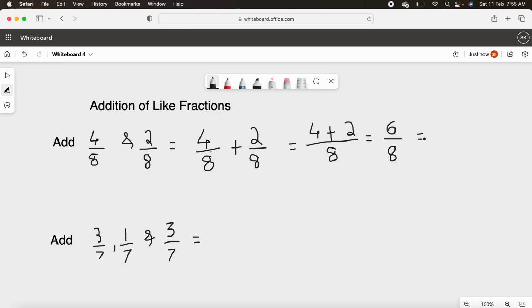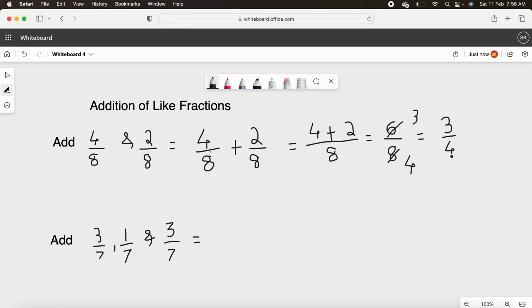Now you can further simplify this. If you leave it here also, it's correct, but you can further simplify this. 6 and 8 are divisible by 2, correct? So what you need to do is 2 3s are 6 and 2 4s are 8, yeah? So the answer is 3 by 4.